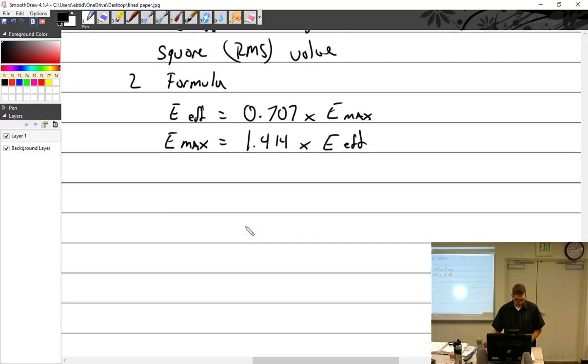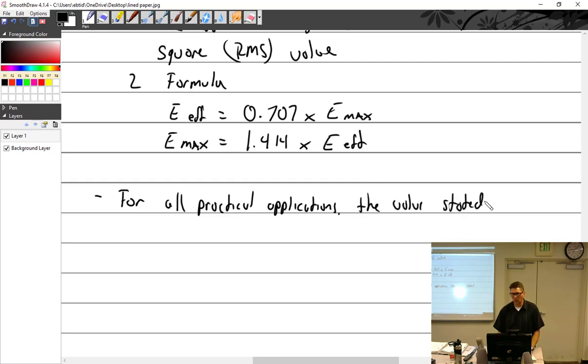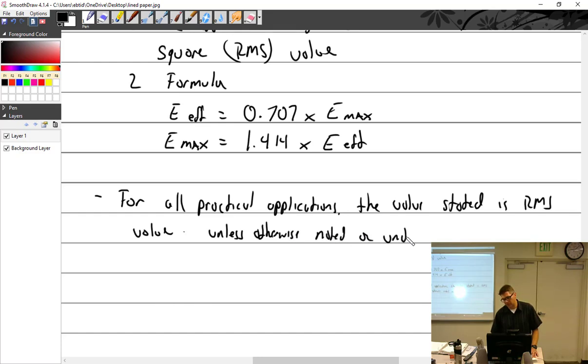Okay, there we go. I've just totally screwed up my notes. So for all practical applications, the value stated, unless otherwise noted or understood, is an RMS value. So if you're completely lost, go RMS.